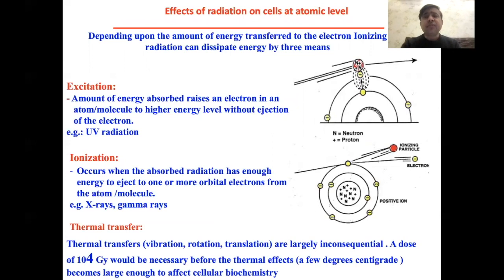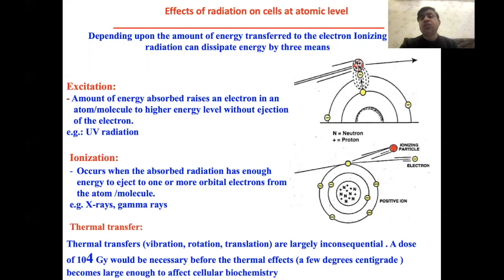Now, quite often somebody may ask, what are the first processes that take place when an ionizing radiation interacts with matter? This is a fundamental question that you must ask before proceeding further. When matter interacts with ionizing radiation, depending upon the amount of energy transferred, that energy dissipates by three means. The first is called excitation, where the amount of energy absorbed raises an electron in an atom or molecule to a higher energy level without ejecting it.